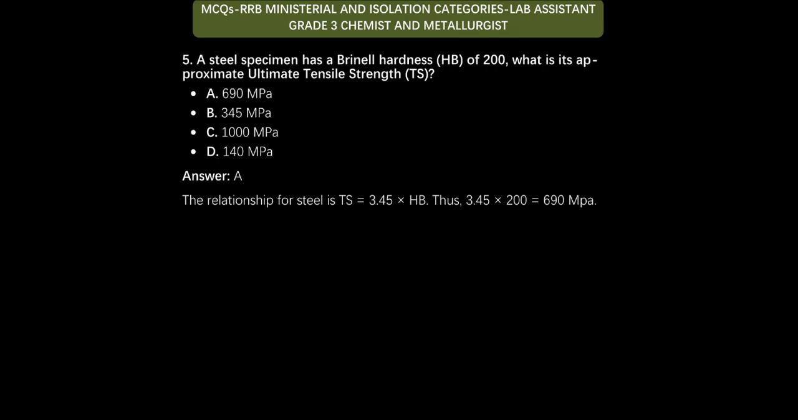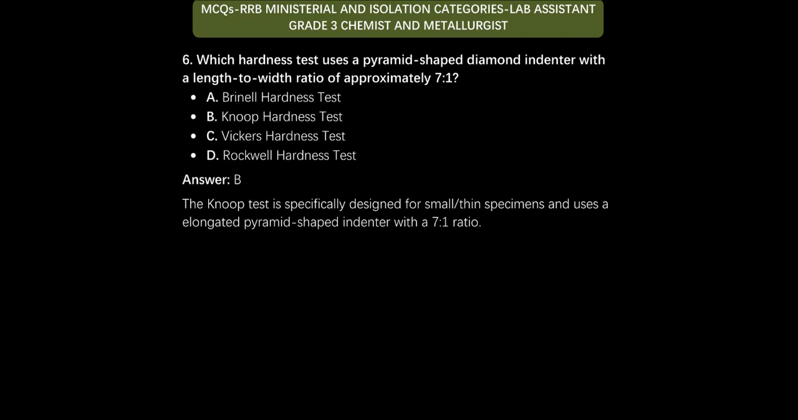A steel specimen has a Brinell hardness of 200. What is its approximate ultimate tensile strength? Option A, 690 megapascal. Which hardness test uses a pyramid-shaped diamond indenter with a length to width ratio of approximately 7:1? Option B, Knoop hardness test.